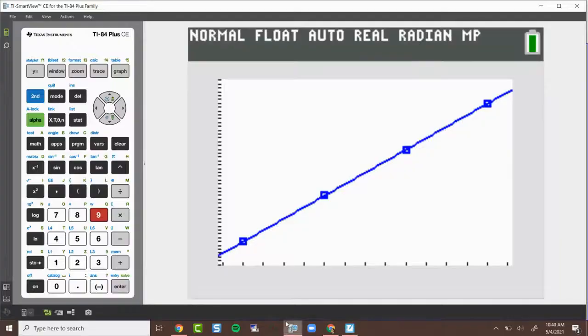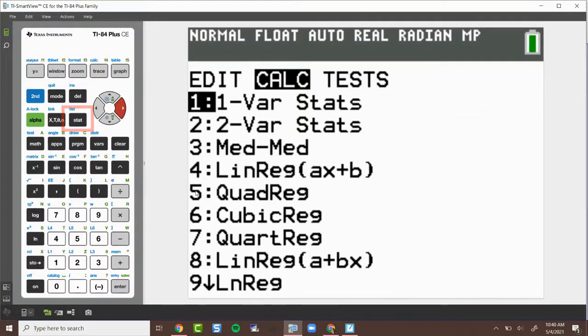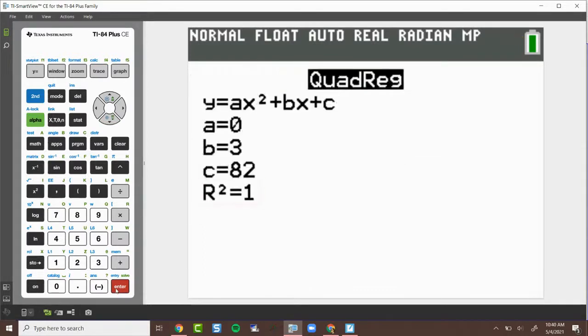Okay, let's try the quadratic. Here's where it's going to get a little weird. So stat, over to calculate, option 5, the quadratic model. So we're going to store again. I'm going to replace it with y1. Wait a minute. R squared is 1 again. How can both be a good fit?